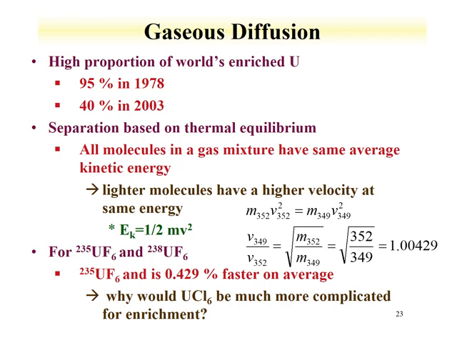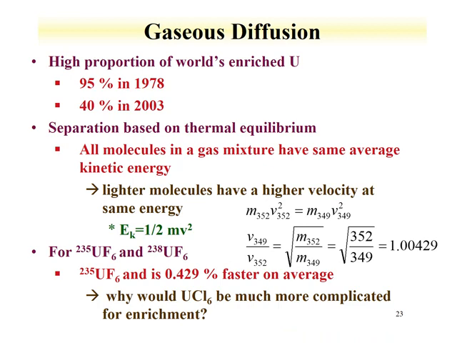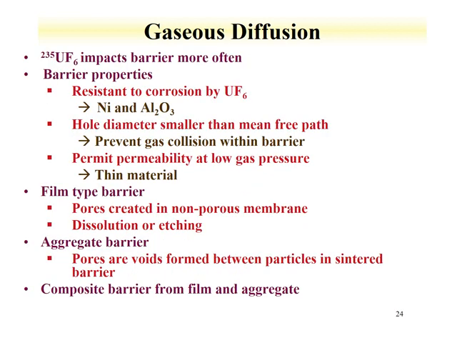Now, uranium hexachloride can also be used for enrichment. But the question is, why would this be more complicated? And that has to do with the fact that the chlorine has two stable isotopes, so your masses would vary based upon not only the uranium but also the chlorine. So the uranium-235 hexachloride, being lighter, would impact the barrier more often and have a higher probability of diffusing through that barrier. The barrier properties, like what we'd mentioned earlier, need to be resistant to the hexafluoride.